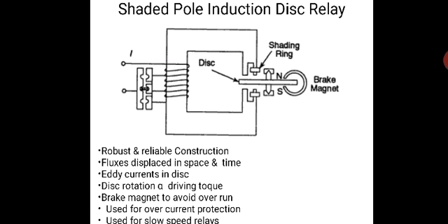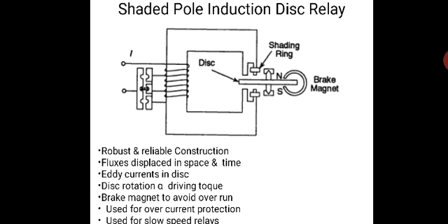So after flux is produced, the driving torque T is produced. T is proportional to phi s into phi u into sin alpha, where phi s means shaded flux and phi u means unshaded flux. Assuming the fluxes phi s and phi u to be proportional to the current I in the relay coil, torque is proportional to I square sin alpha. This shows that the driving torque is proportional to the square of the current in the relay coil.